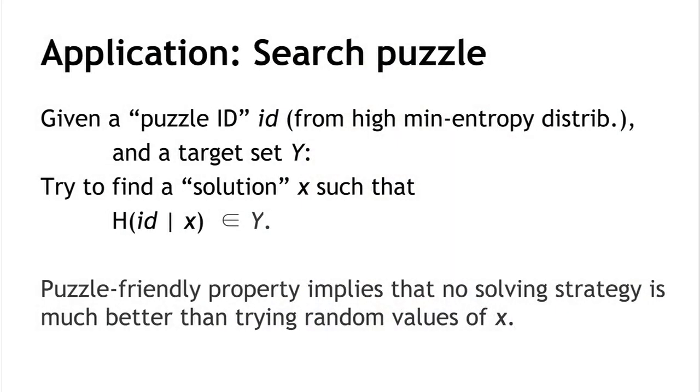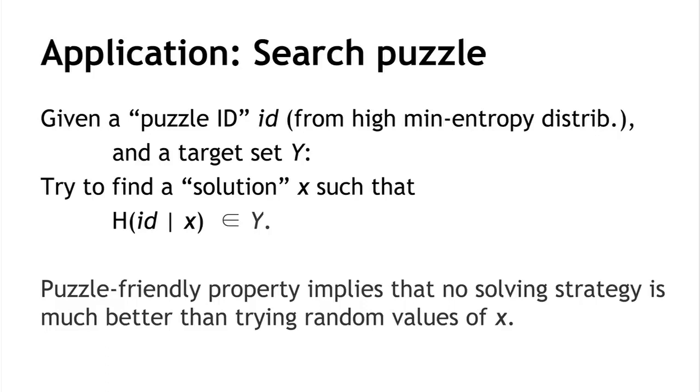To be more specific, the idea is that if we're given a puzzle ID, which is chosen from some high min-entropy distribution, that is some very spread out probability distribution, and we're given a target set y, which someone wants to make the hash function fall into, then we want to try to find a solution x, so that if we hash the puzzle ID together with the solution x, we get a result that's in the set y. So y is a target range or set of hash results that we want, the ID specifies a particular puzzle, and x is a solution to the puzzle.